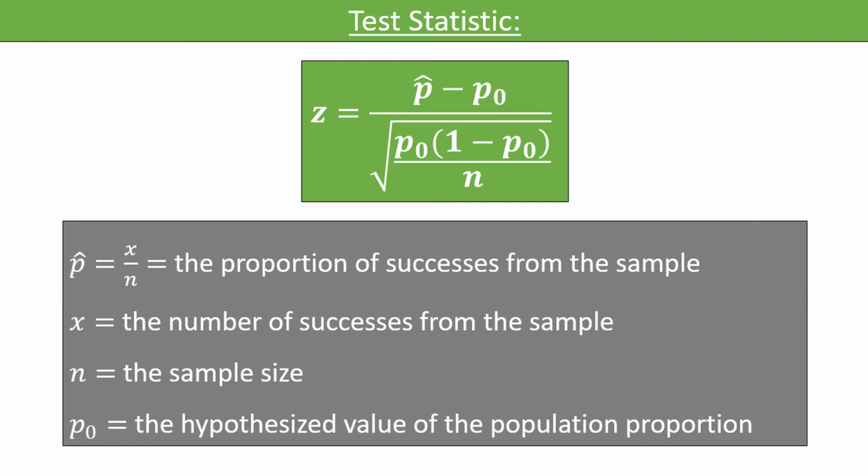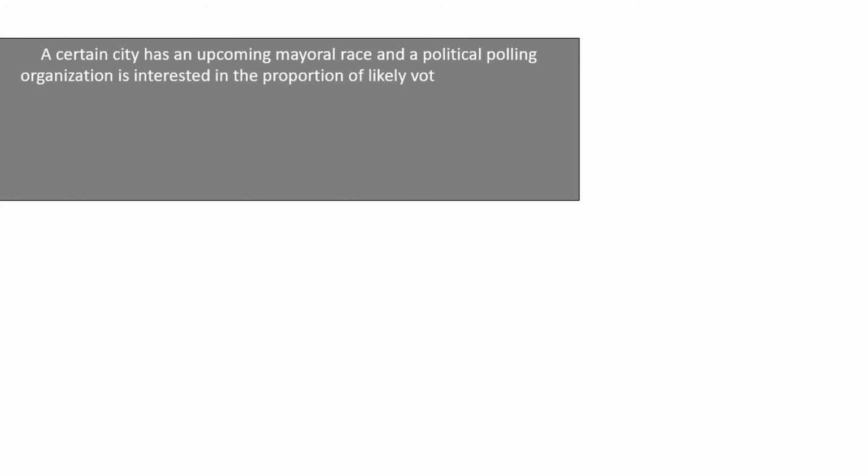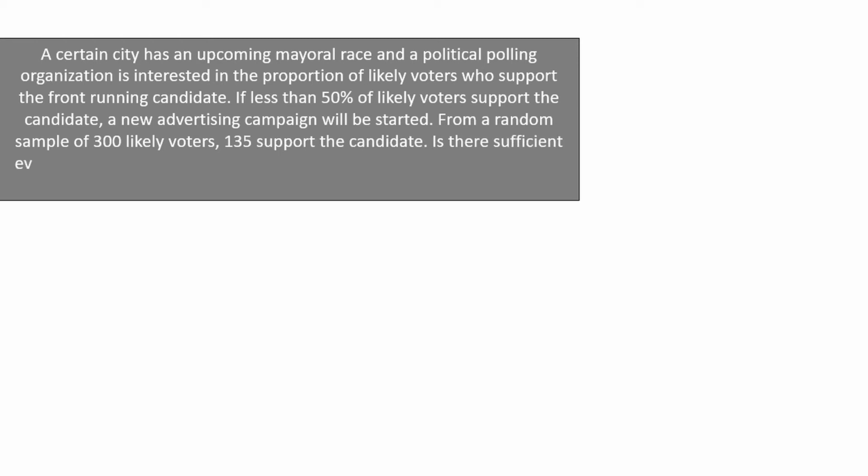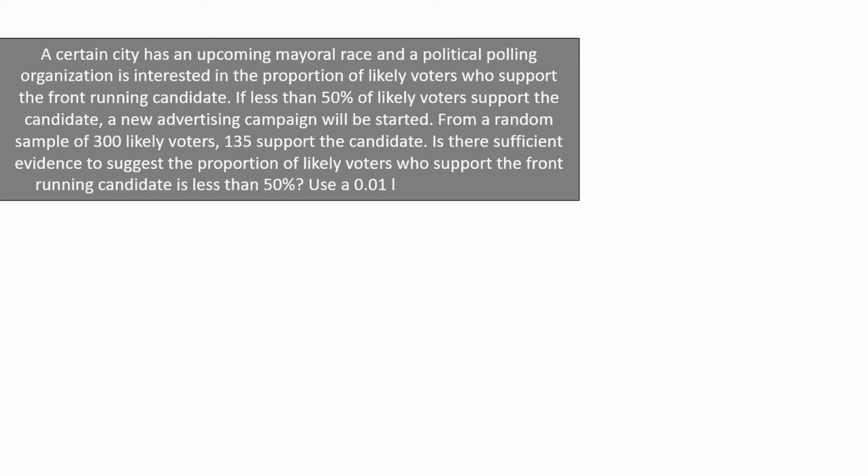Let's take a look at an example. A certain city has an upcoming mayoral race, and a political polling organization is interested in the proportion of likely voters who support the front-running candidate. If less than 50% of likely voters support the candidate, a new advertising campaign will be started. From a random sample of 300 likely voters, 135 support the candidate. Is there sufficient evidence to suggest that the proportion of likely voters who support the front-running candidate is less than 50%? Use a 0.01 level of significance.